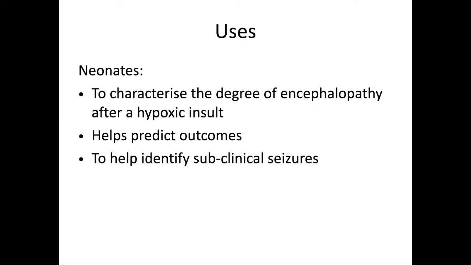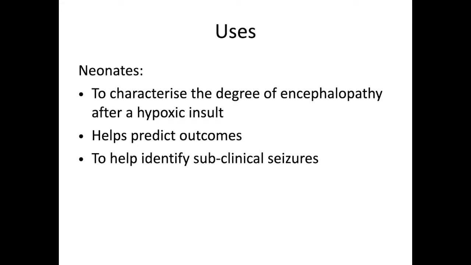So for me, I've mainly seen it used in neonates, and it's used in that case to characterize the degree of encephalopathy after hypoxic insult. So it's for those newborns that are born in poor condition. They may have needed some resuscitation, and they're going to go on to have whole body cooling for 72 hours. You can monitor their brain function, which can be severely depressed at the beginning, and then over the course of a few days you notice that the background pattern on their aEEG starts to normalize.